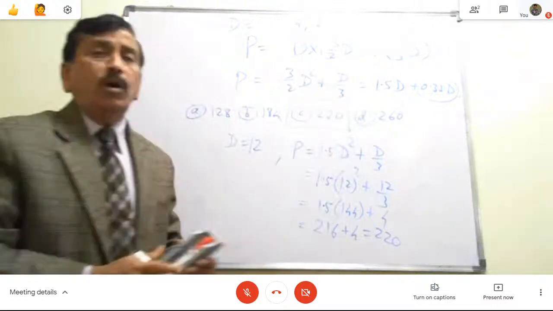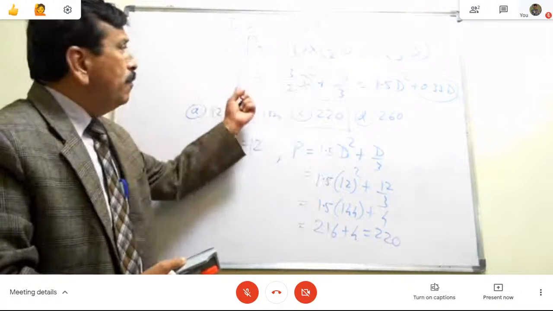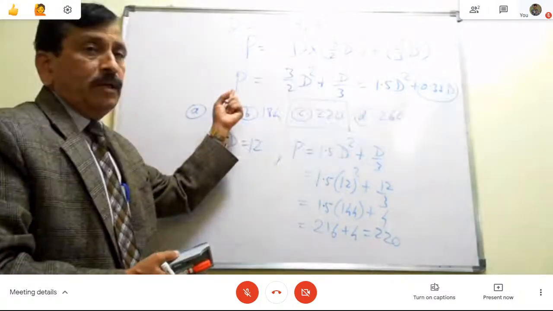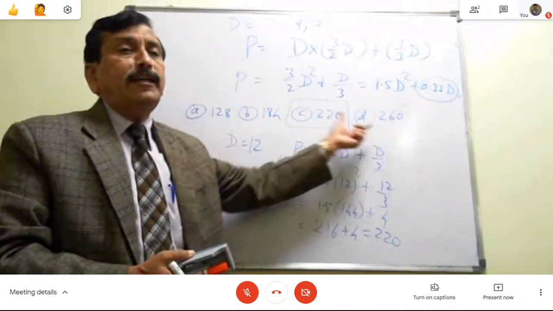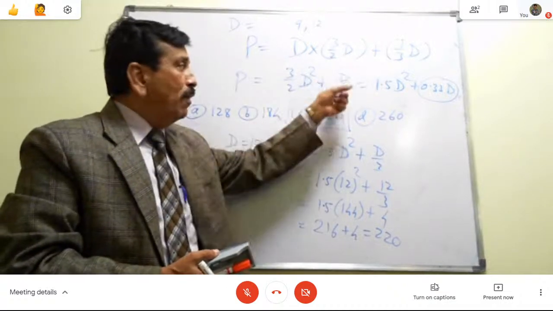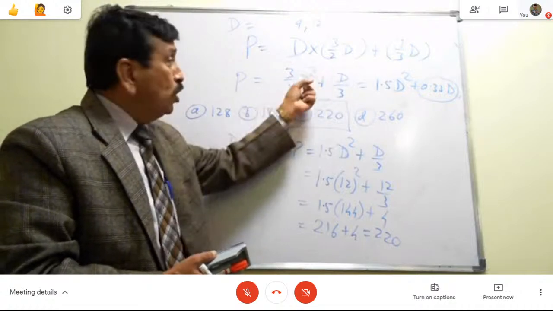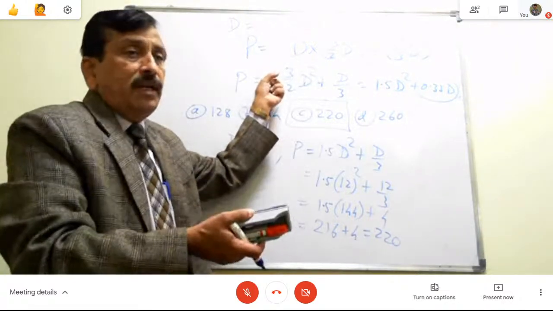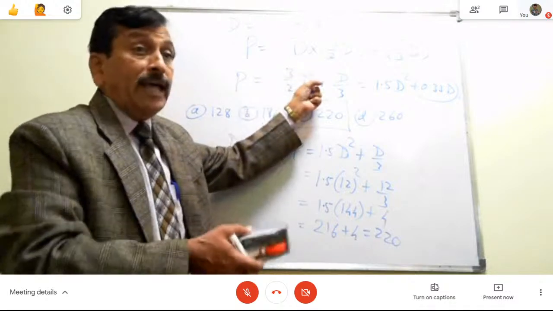We converge at the option either by actually calculating it. Like for example, P is equal to some function of D is given. Now we neither know D nor know P, but 4 values of P are given. So which value of D can tentatively manage this? Because D by 3 cannot be a fraction, D has to be a multiple of 3. Because 1.5 times D square is there, D square has to be even, because 1.5 times an odd number will be a fraction.